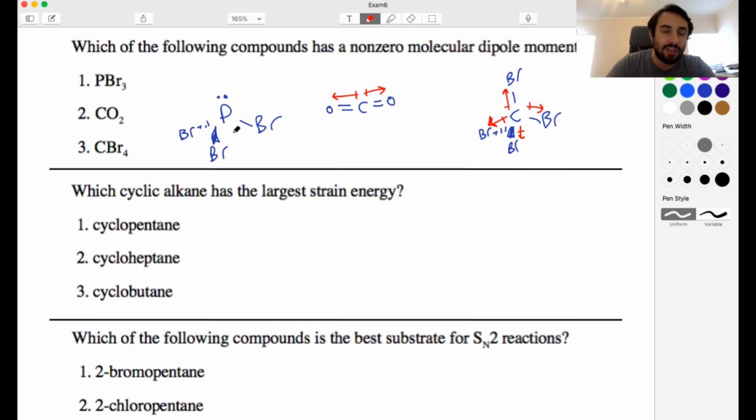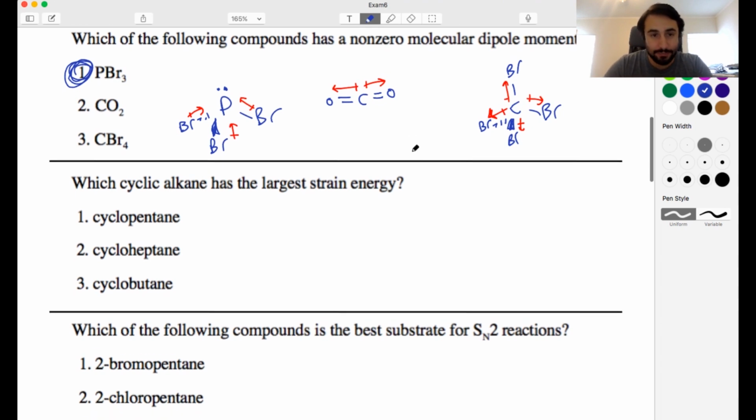But over here, that's not the case, right? These all point slightly towards the phosphorus, and therefore, because of the geometry of the molecule, the net dipole points slightly up. So that is actually a non-zero dipole moment for that. So we do have to understand molecular geometry as well as something about vector addition, kind of.